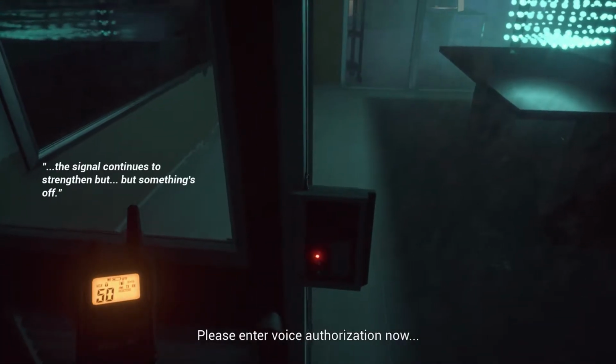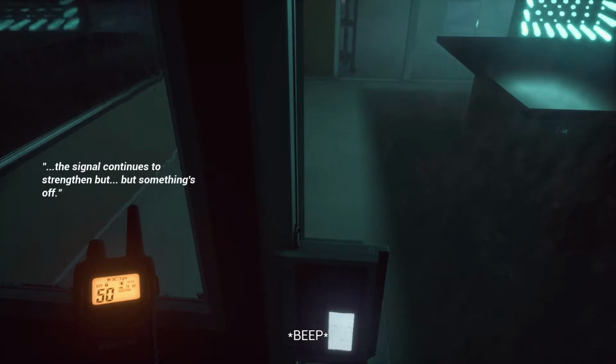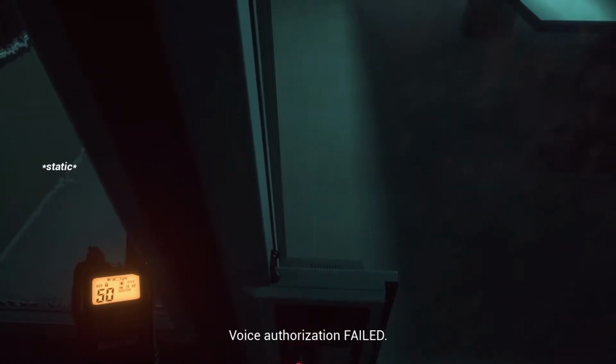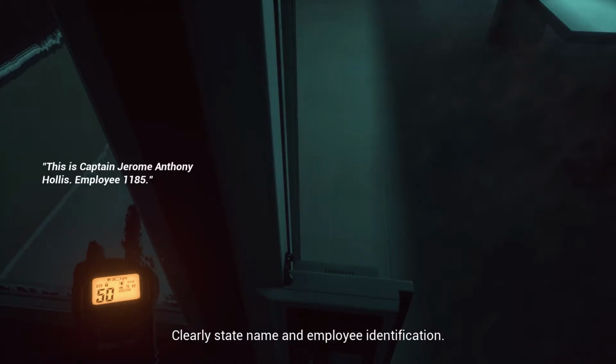Proceeding toward the threshold. Please enter voice authorization now. But something's off. Besser, are you there? Voice authorization failed. This is Captain Jerome Anthony Hollis, employee 1185, confirming visuals at Alpha 1. Proceeding toward the threshold. The signal continues to strengthen, but something's off.